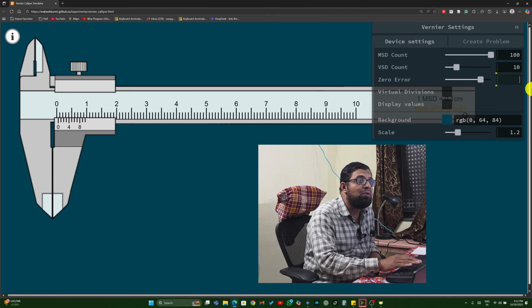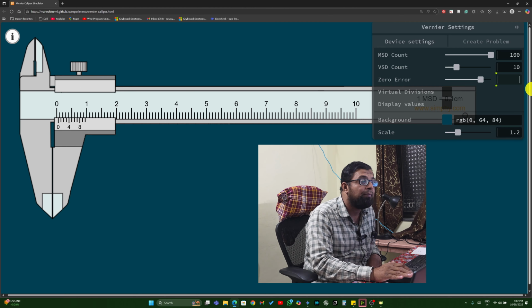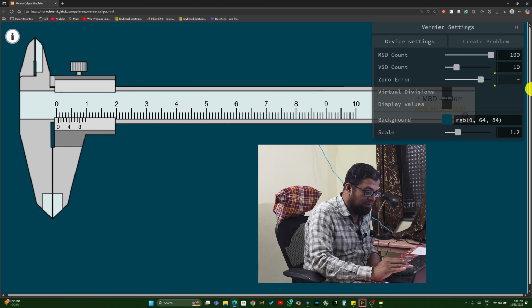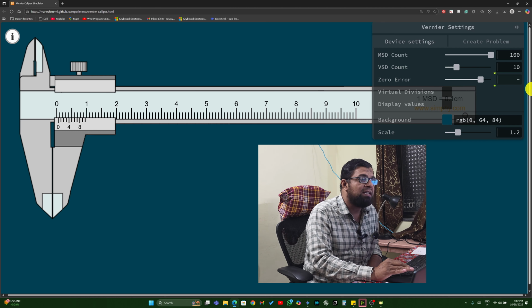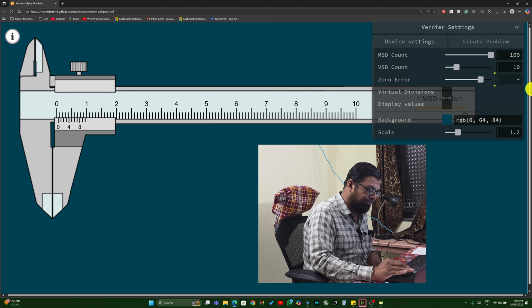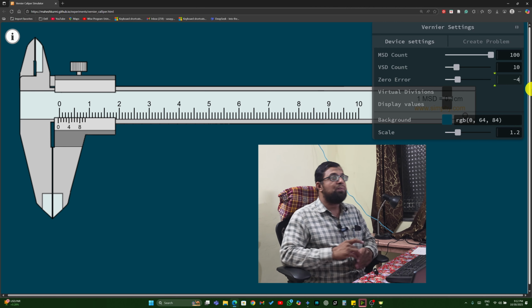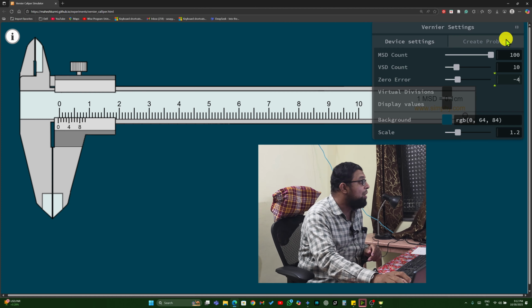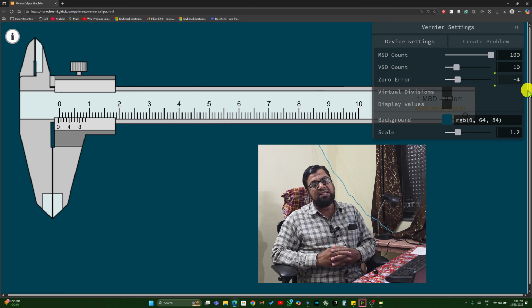So for negative zero error, say I will take this one as minus, I will take it as minus 5. Minus 5 we can take. Or we can take it as minus 4, for example, say minus 4. Now you can see that I have taken this zero error as minus 4.